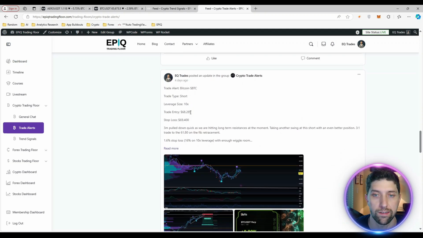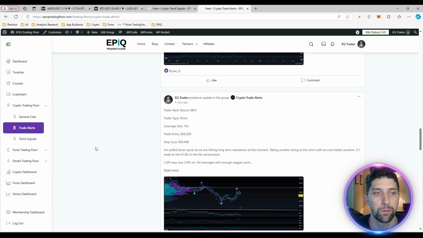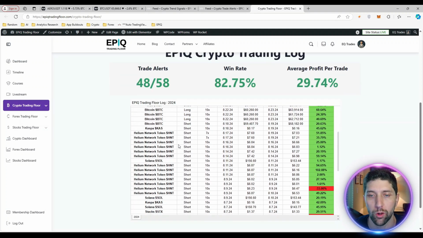Bitcoin short 10x 68,289, 69,400. That's the stop loss with the initial entry. And this is all based on our public portfolio, which since July we've hit 48 out of 58 of our trades at an 82.75% win rate and an average profit per trade of 29.74%. All of this is available to go through as well.